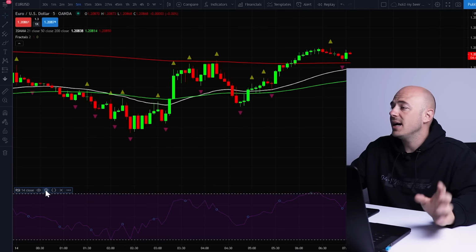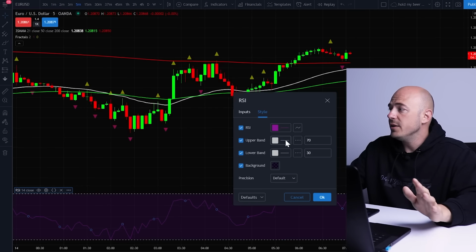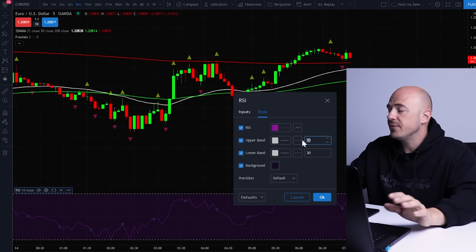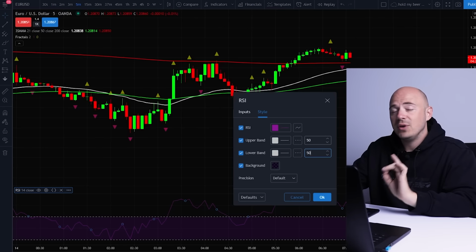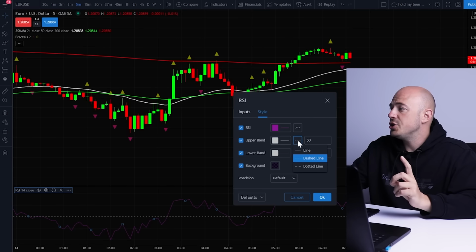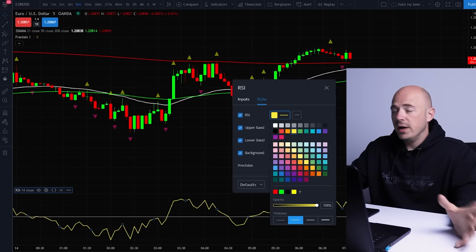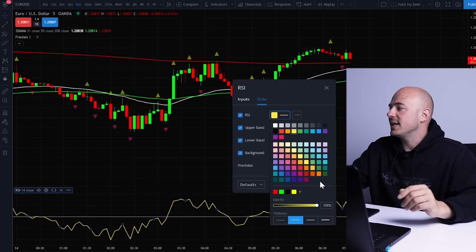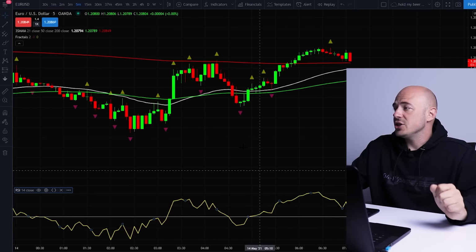Next up is the RSI. Click the settings wheel right here. Leave the length at 14. Now what I want you to do is change these 2 numbers from 70 and 30 to 50 and 50. If you guys have watched any of my videos, you know there's a reason for why I do this. You're gonna change the dotted line to a solid line on both the 50 and the 50. And then what I want you to do is change the color to yellow, 100% color and the 2nd line thickness. I like yellow, it's the color theme of the channel, okay? Once you've done that, just click OK.